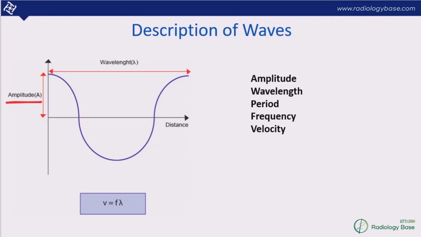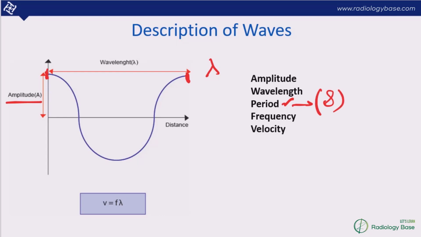So the maximum displacement is the amplitude. Wavelength is the distance between one peak to the next peak. So this constitutes basically one wave, and the length of this is going to be measured in meters, and it is named wavelength and is denoted by lambda. Now moving to the next, which is the period. It's simply the time interval between two successive crests, and it is measured in seconds.